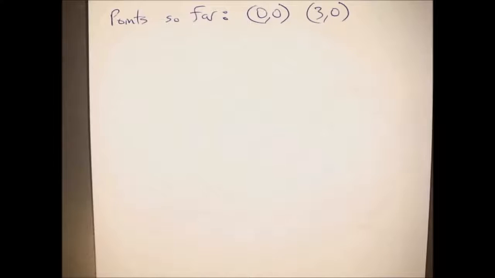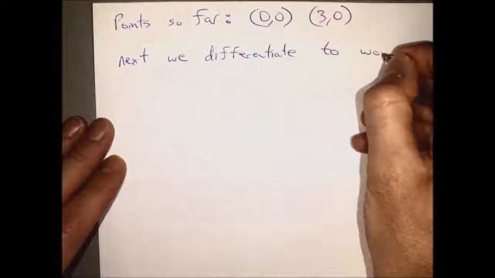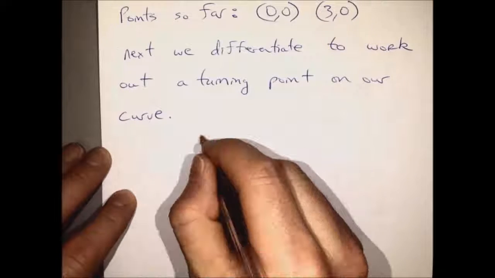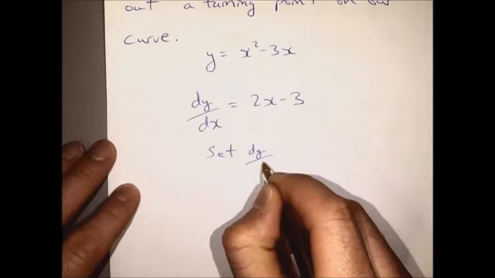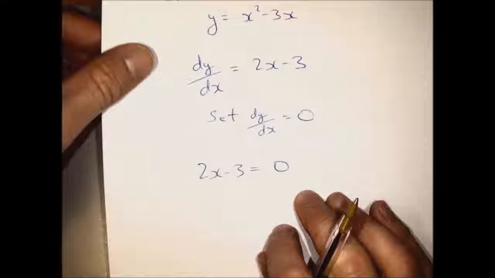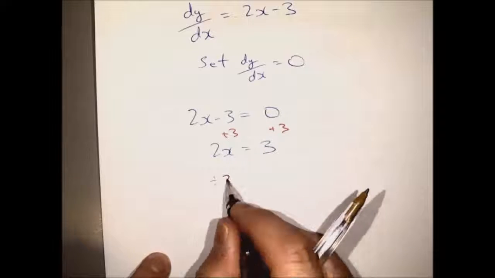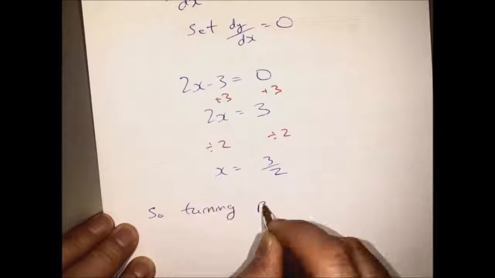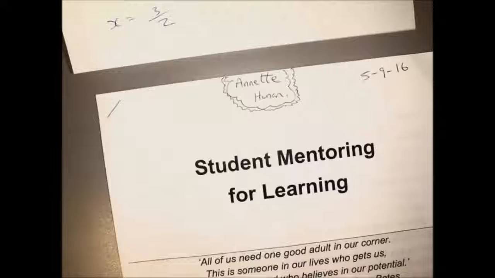So far we have these 2 points, and now it would be nice to have a local maximum or a local minimum point, otherwise known as a turning point on the curve. So if we differentiate our function, we get 2x minus 3 for the first derivative, set this equal to 0, and this will give us an x value of 3 over 2, or 1.5, and this value of x corresponds with our turning point.